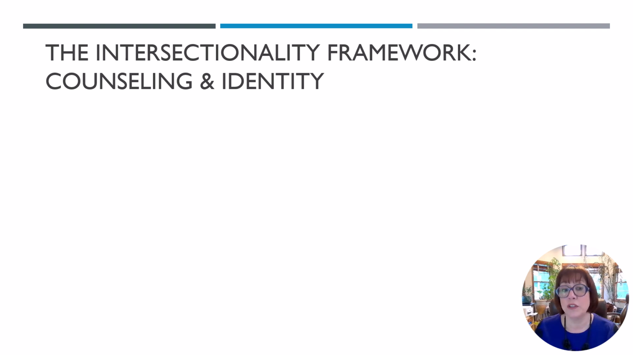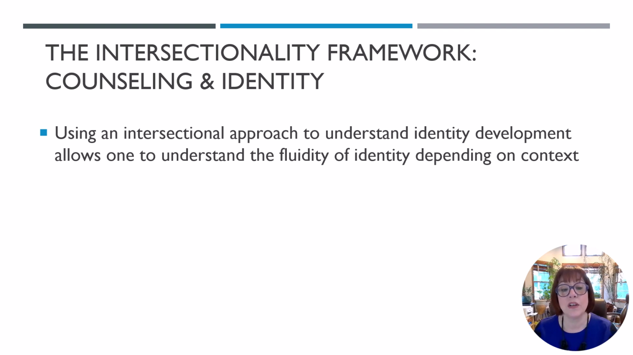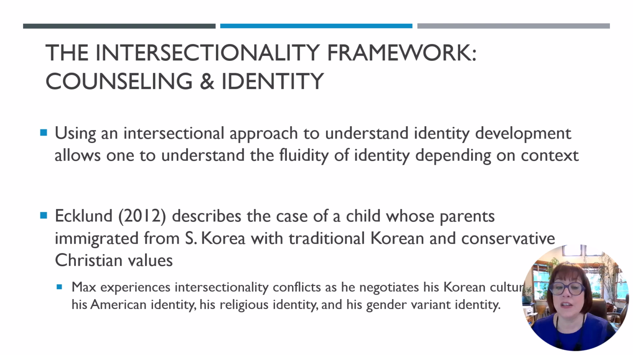Using an intersectional approach to understand identity development allows one to understand the fluidity of identity depending on context. What this means is that identity doesn't have to be fixed. It can shift and evolve over time depending on experiences and social context. In one of your readings, Eklund describes the case of a 7-year-old child named Max whose parents immigrated from South Korea with traditional Korean and conservative Christian values. Max experiences intersectionality conflicts as he negotiates his Korean cultural identity, his American identity, his religious identity, and his gender variant identity. Max is unhappy about his genitals.